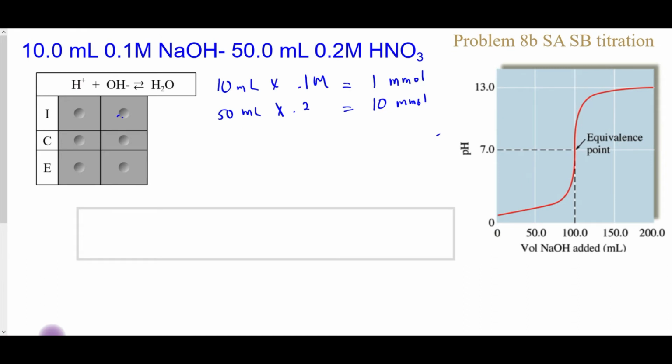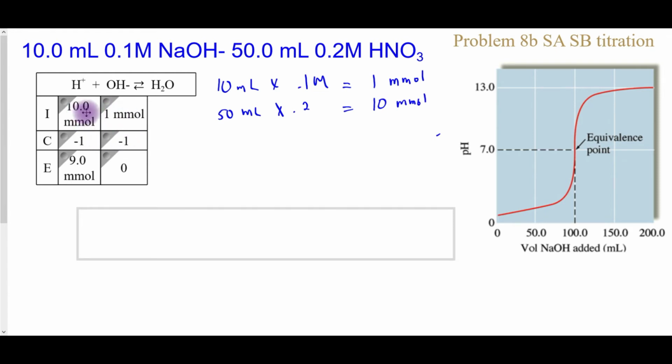Once we've started the titration, we have to take into consideration the amount of hydrogen ions that have reacted with the hydroxide. First thing to do is convert to millimoles. For sodium hydroxide, 10 milliliters times 0.1 gives us 1 millimole. 50 milliliters times 0.2 gives us 10. Plugging those values in, then you take the smallest millimole value and subtract both of them.